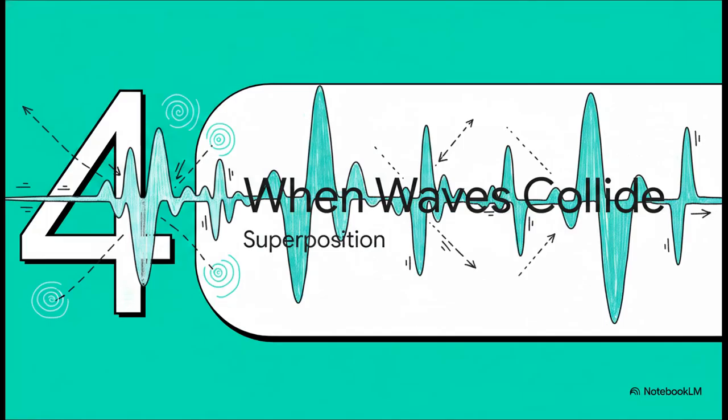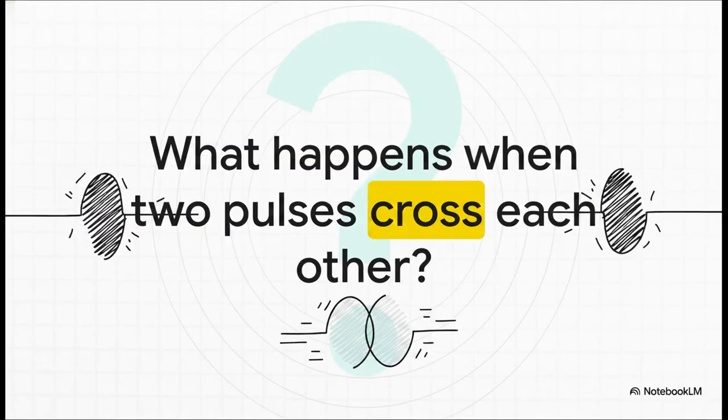All right, shifting gears. Section 4: when waves collide, the principle of superposition. So, what happens in the physics of waves when they actually cross paths? I really want you to think about this for a second. If two wave pulses on a string are traveling directly toward each other, what happens the exact moment they hit? Do they bounce off? Do they totally destroy each other?